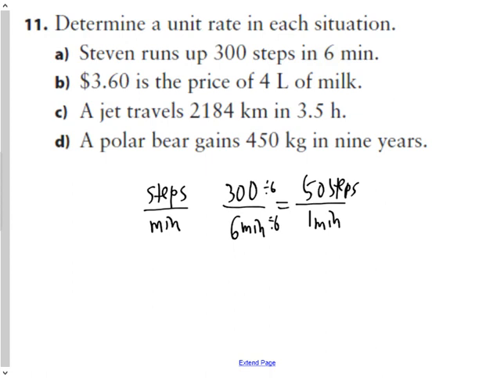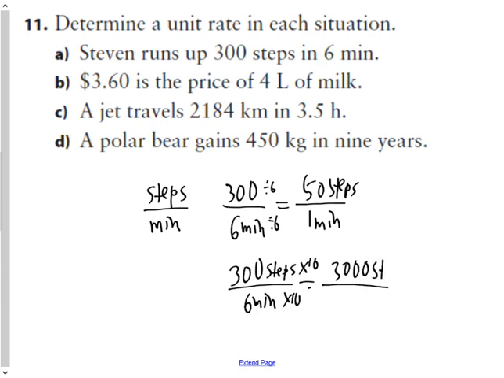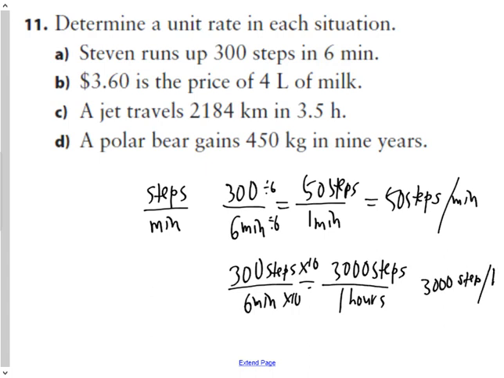But you could have started with 300 steps in 6 minutes, and you could have said, if I multiply both terms by 10 instead of dividing by 6, I will have 3,000 steps, but I still maintain a unit rate because it's going to be 1 hour. So in either case, you have 50 steps per minute, which is my unit rate, or 3,000 steps per hour. And of course, you could multiply that by 24 and get how many steps you take a day, but that's probably not going to be very accurate because nobody is going to walk for 24 hours straight.